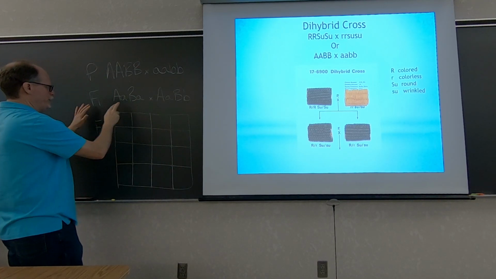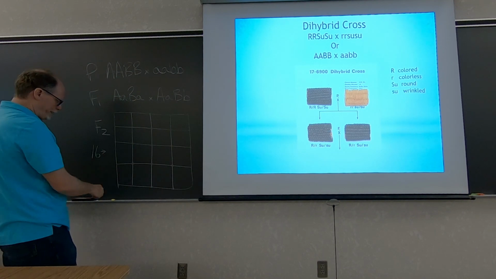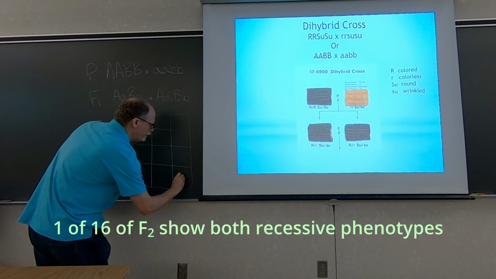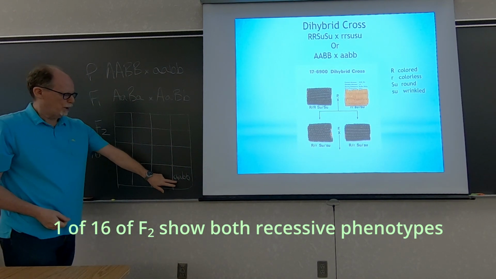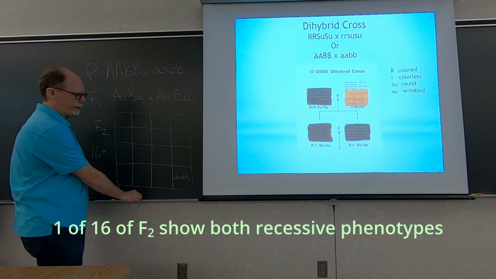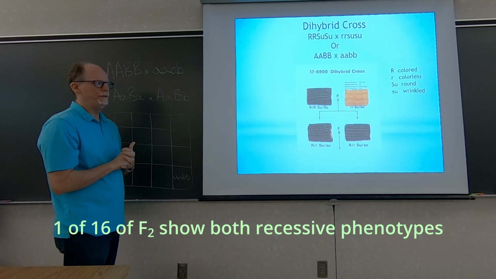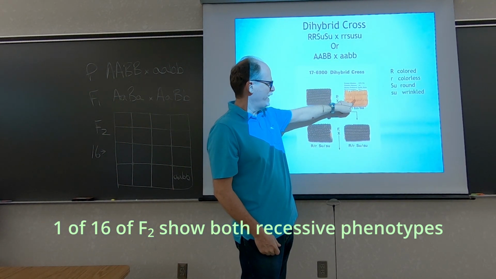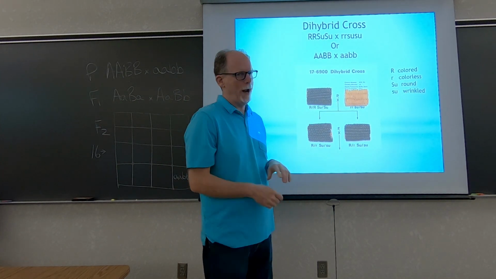When you cross the F1, the F2 generates a 16 square Punnett square. I think I told you, right, that in this one square, 1 in 16 of the offspring show both recessive phenotypes, right? They show this particular corn, right? It looks wrinkled is a nice way of putting it, I think. This is round.